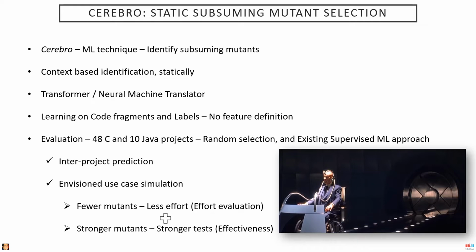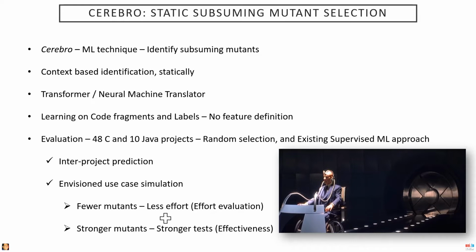We trained our models on code fragments and corresponding labels and evaluated their performance in inter-project predictions for 48 C programs and 10 Java programs. We also compared Cerebro's performance with random mutant selection and existing supervised machine learning approach.